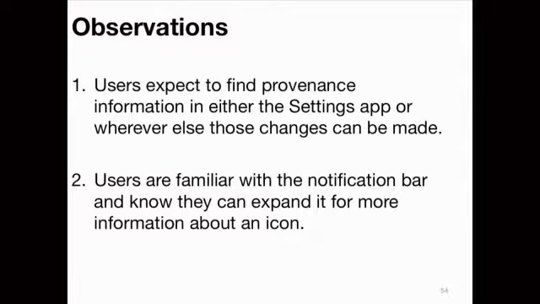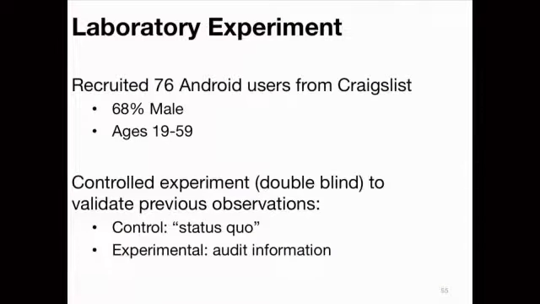So from this, we had a couple observations. The first was that users expect to find this provenance information in either the system-wide settings app or wherever else those changes can be made. We also found that users are familiar with the notification bar and know that they can use it to get more information. So we decided to instrument our phones with these 2 audit mechanisms to observe whether people would do this in the lab, interact with them when they're put in a position to motivate them to do so.